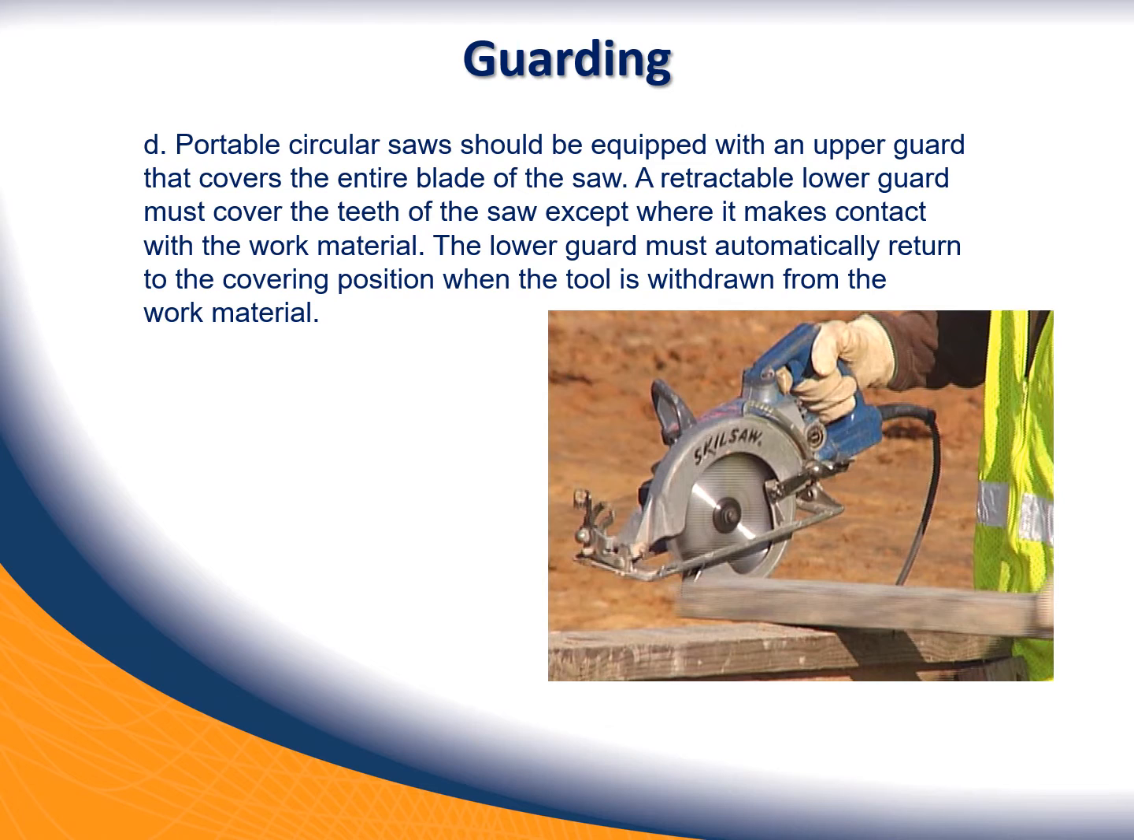Portable circular saws are a good example of where you have a guard on it. Make sure that it has a proper guard on it all the way around. So that's a good example of a guard.